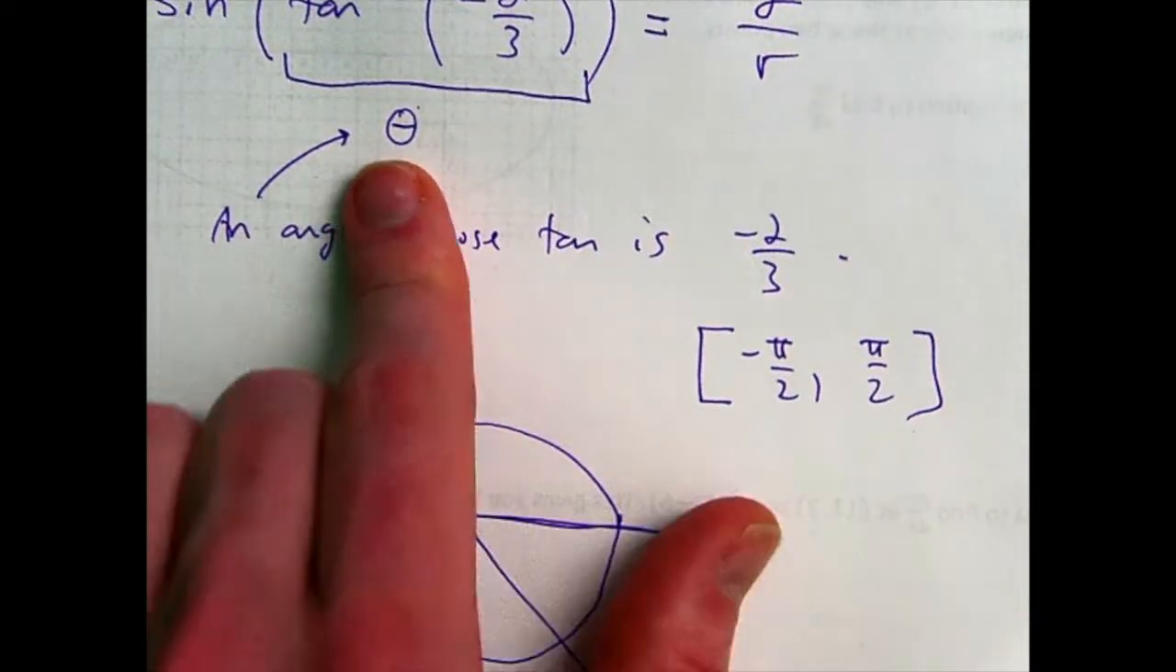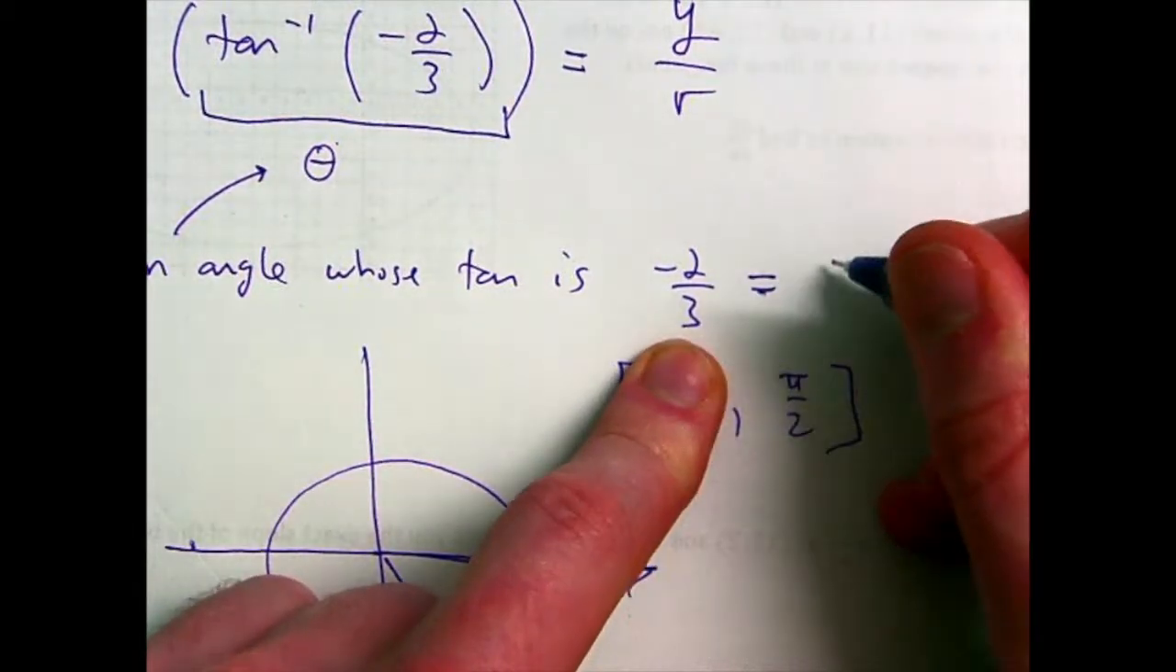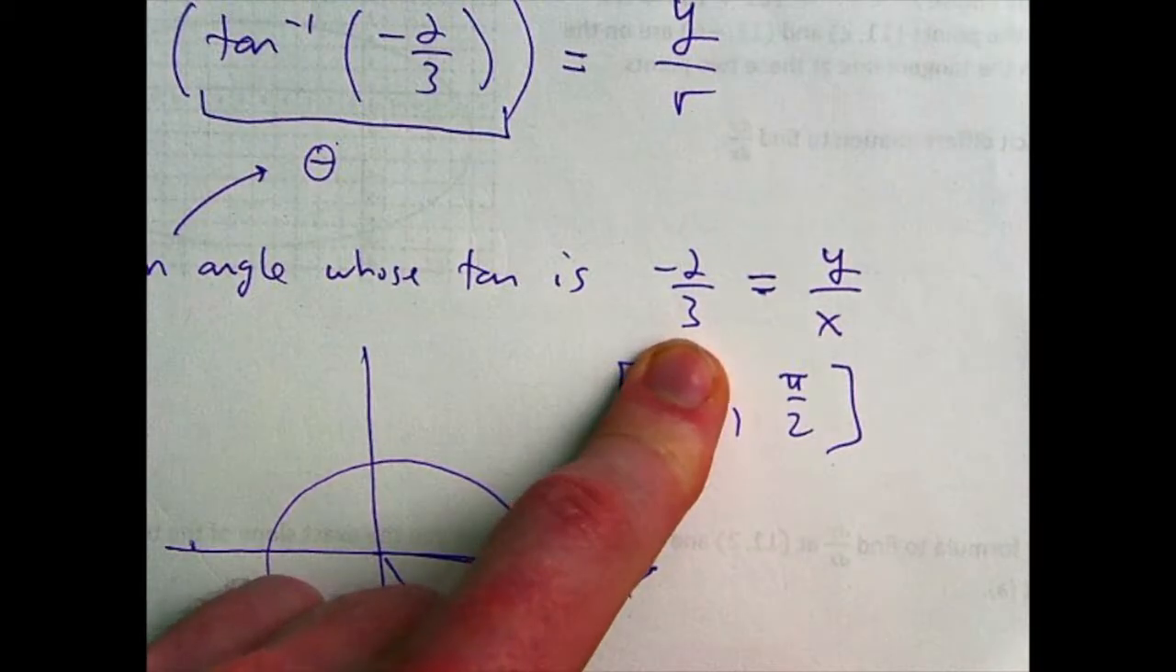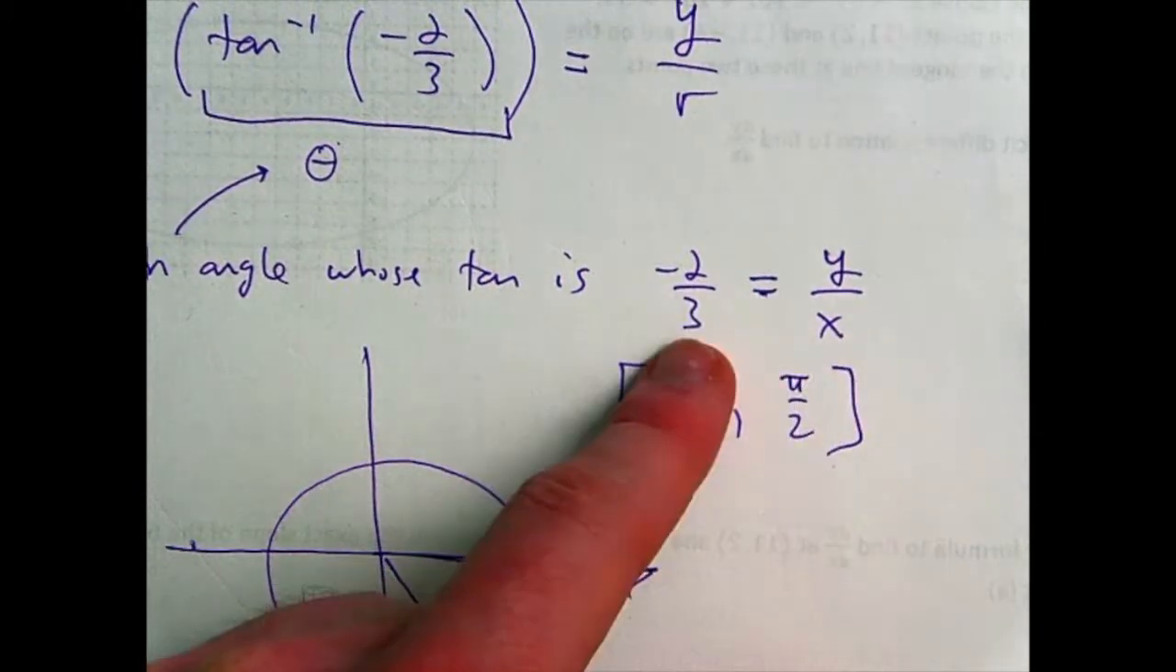Well, I know that the tangent of this angle is negative 2/3. And what's the meaning of tangent? It's y over x, isn't it? So if you compare these two expressions, it seems like y is negative 2 and x is 3.